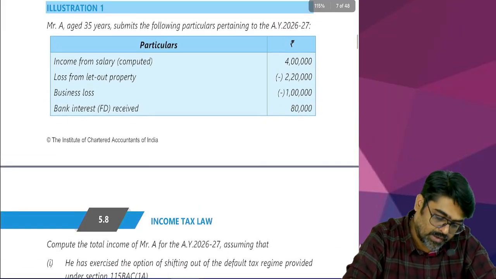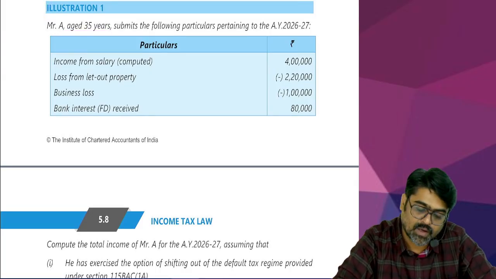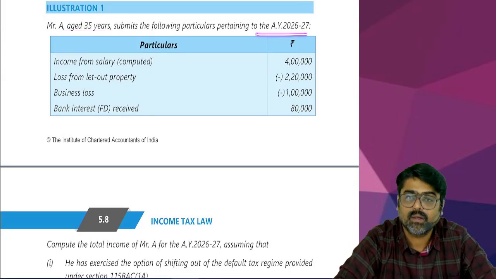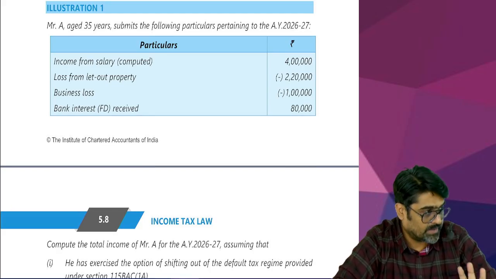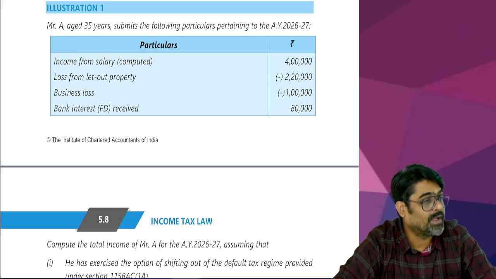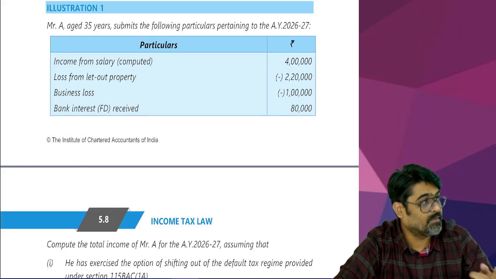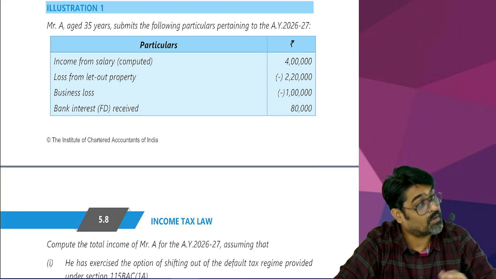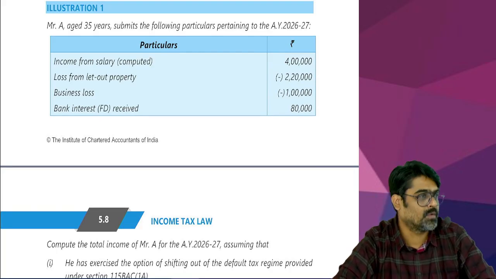Illustration number 1. Mr. A, aged how many years, submits the following particulars pertaining to the assessment year 26-27. Assessment year 26-27 means previous year 25-26. Income from salary computed. Say thank you to the examiner, otherwise they will tell you to first calculate. They will give you the salary details. First you calculate. Then we are giving you loss of house property. Now tell me what you will do. Then we are giving you other details. Now tell me what to do.